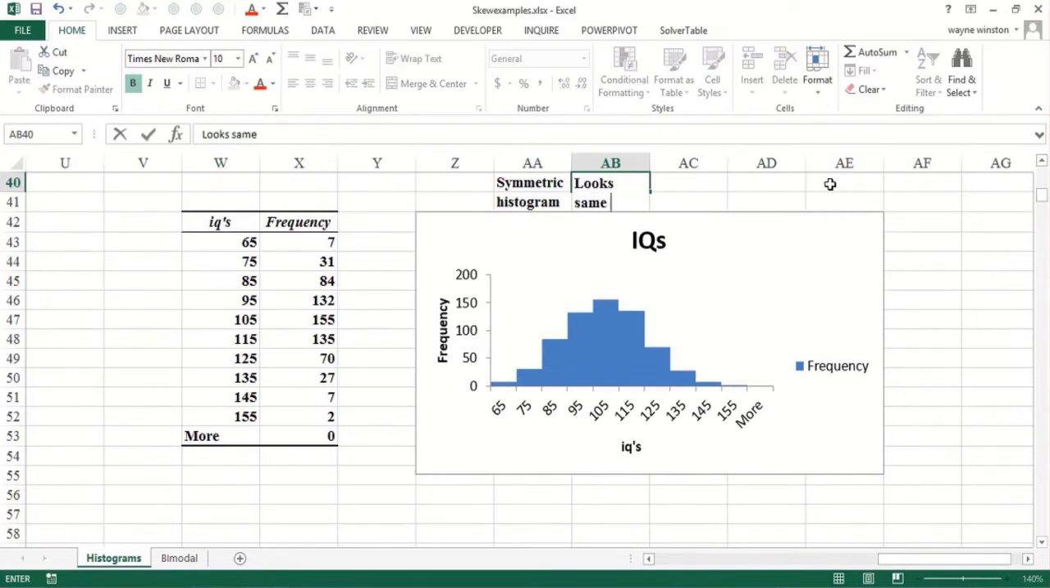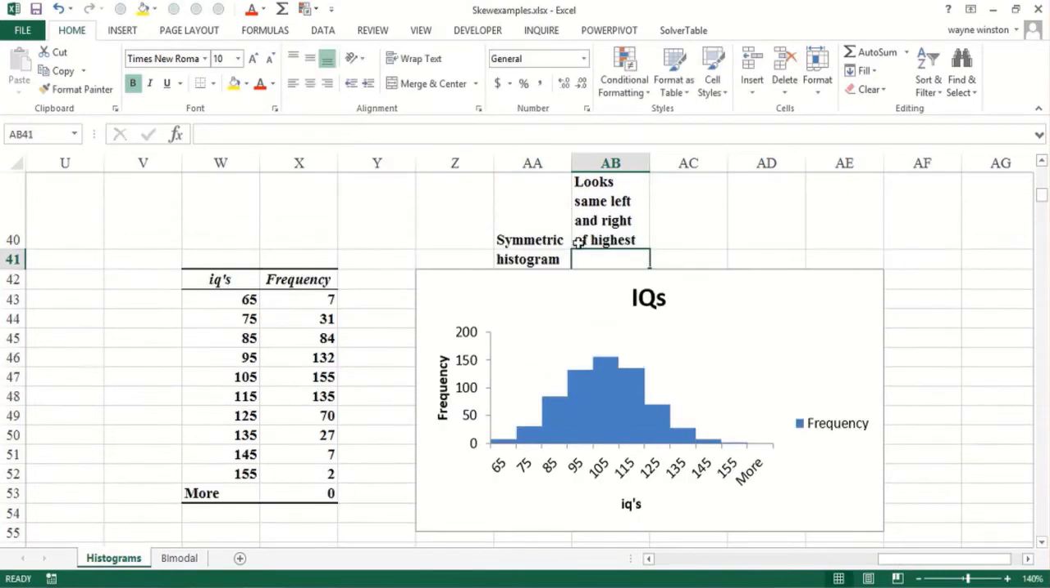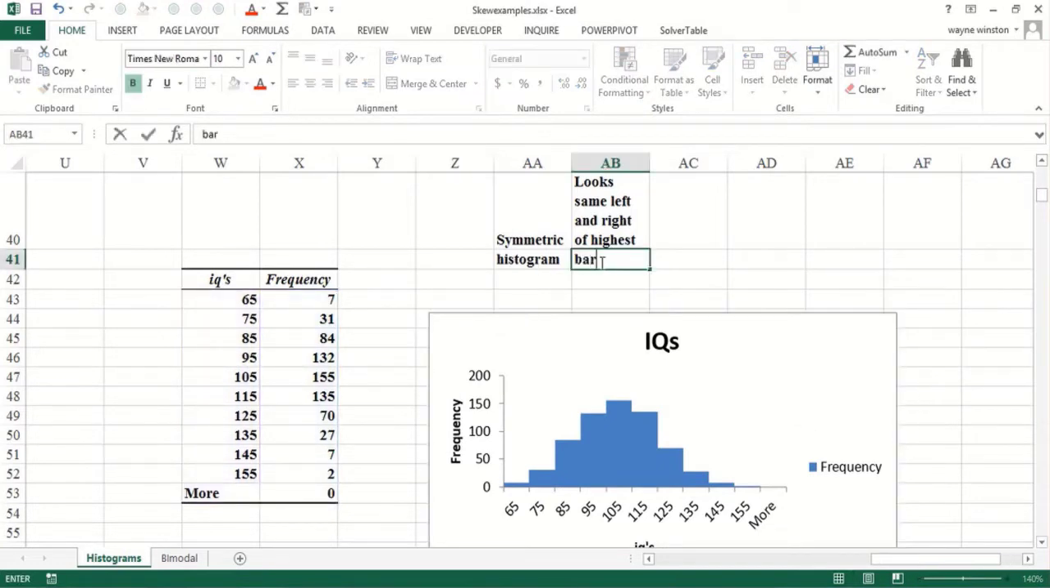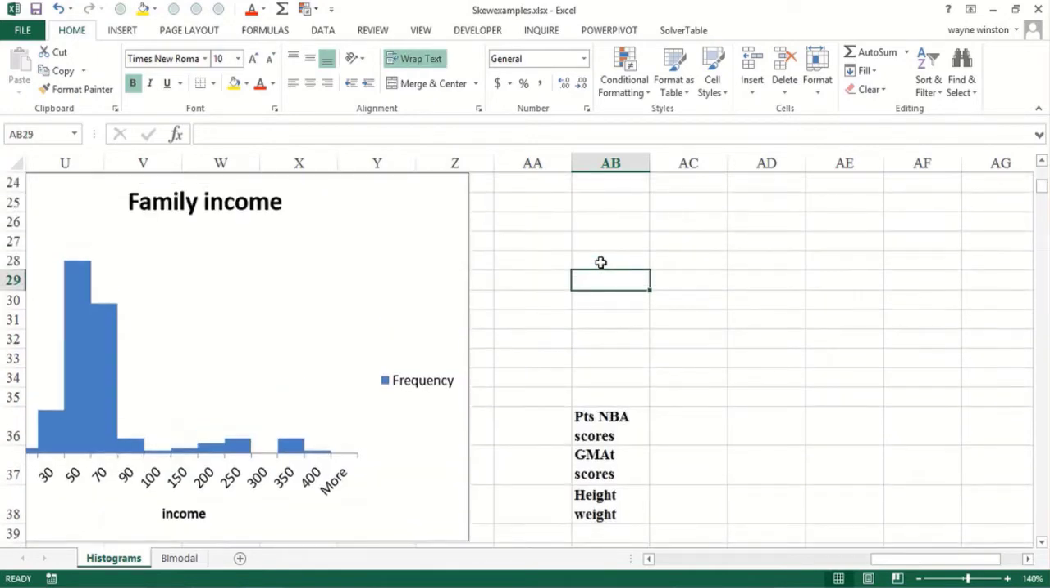It looks the same left and right of the highest bar, which is where the most frequently occurring data is. The highest bar in a histogram is where the data is concentrated. Okay, so that's a symmetric histogram. You'll see the importance of that later.